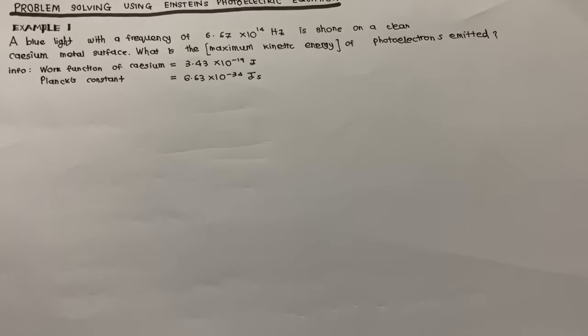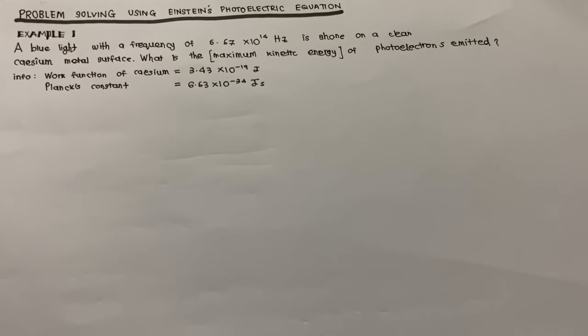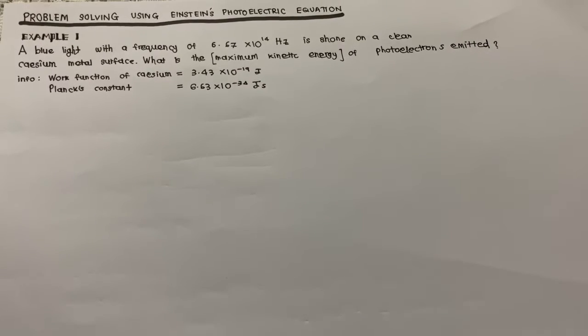In this video, I will show a problem solving using the photoelectric equation. For example 1, a blue light with a frequency of 6.67 times 10 power of 14 Hz is shown on a clean calcium metal surface. What is the maximum kinetic energy of electrons emitted?